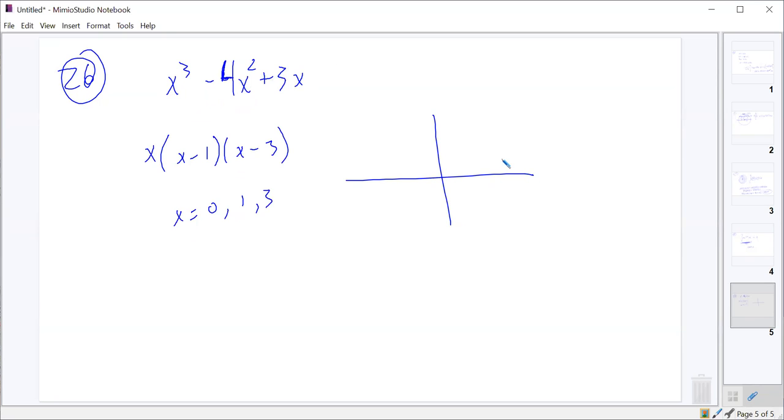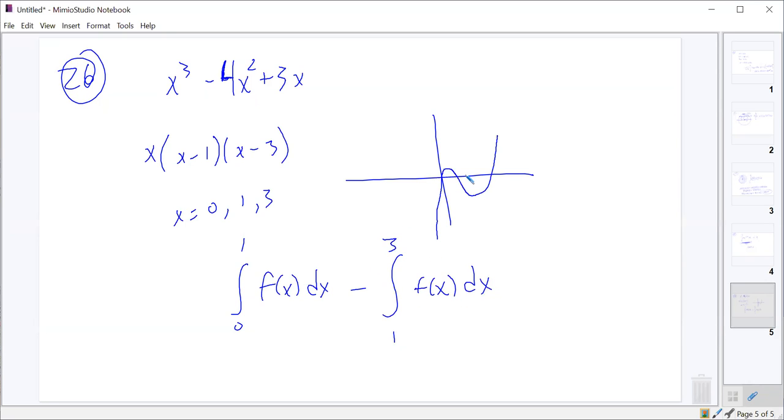Since I know that this is a positive a value cubic, it's going to go up. It's going to cross through the x-axis at 0, then 1, then 3. So I know it's going to look something like this. You can use your calculator for this one if you wish. You just do an integral from 0 to 1 of our function, and then you subtract the integral from 1 to 3 of our function, because the integral from 1 to 3 is negative. That's a negative integral right there, right? So subtract the negative value, you add them together, and that comes out to be 3.083.